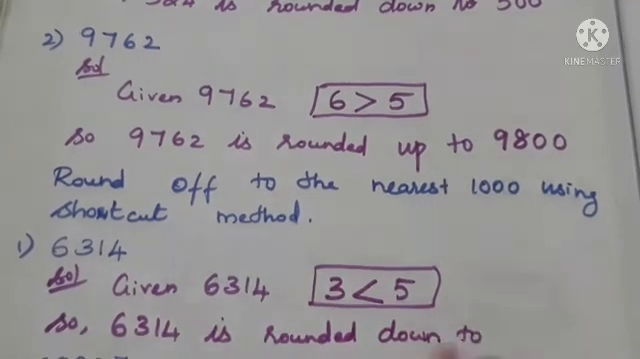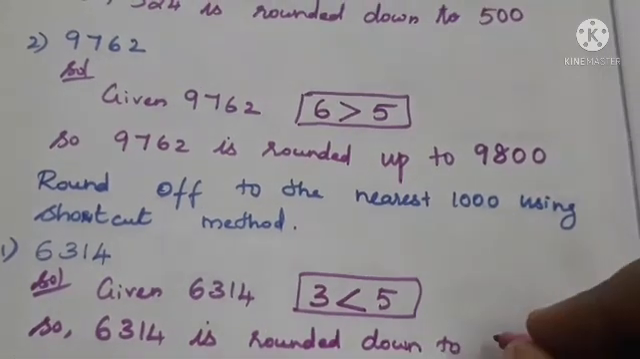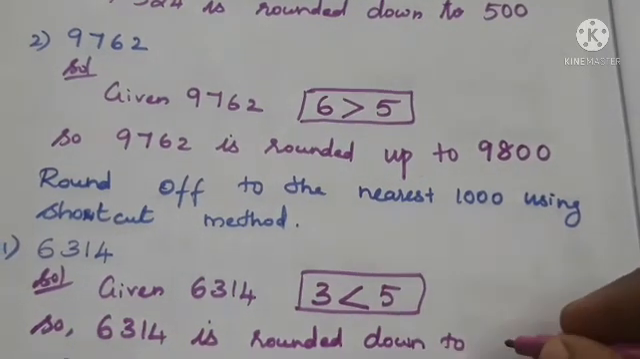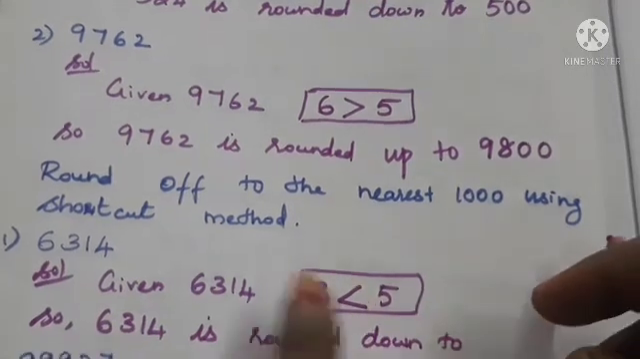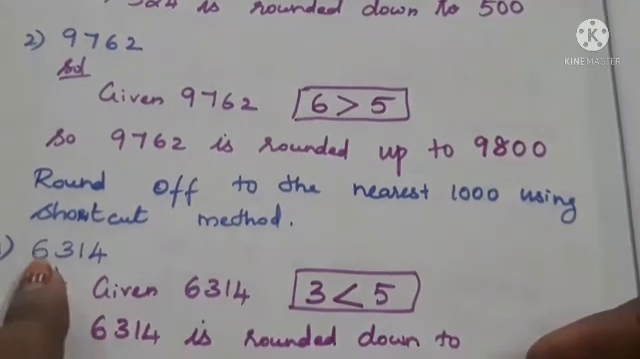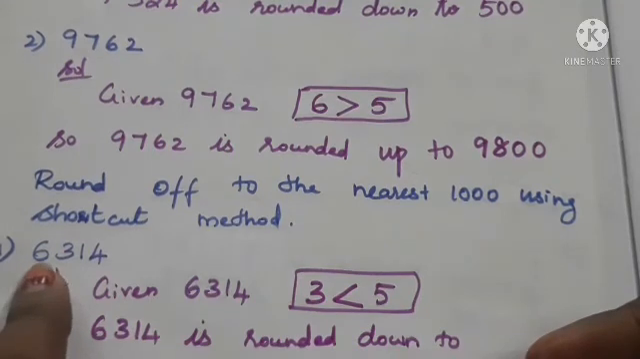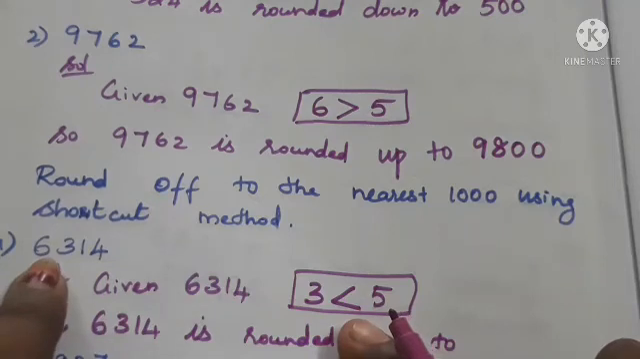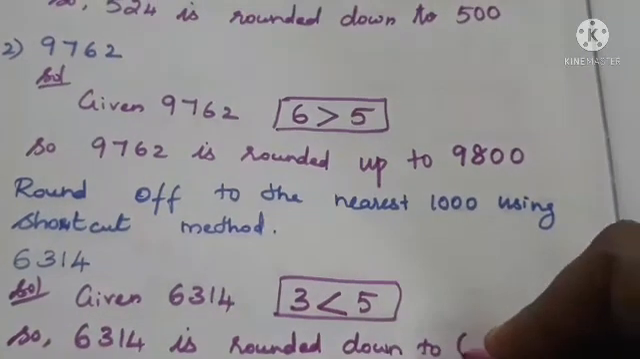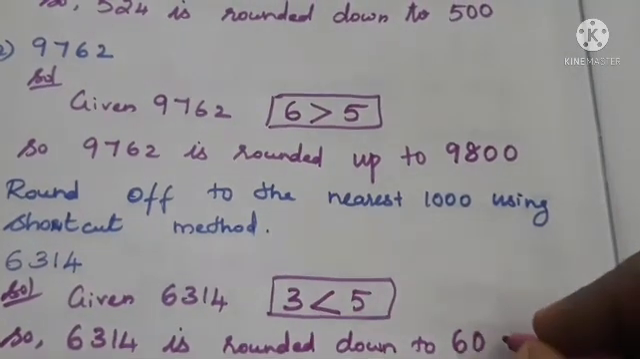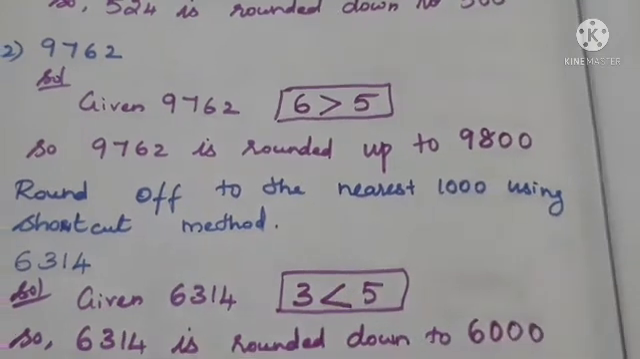Rounded down to what? We write the 6000 as it is, because it is less than 5, so there is no need to change the thousands place. Only if it is greater do you add 1 to the thousands place. It is less than 5, so we write the number as it is. In the thousands place we have 6, so we write the 6 as it is, and we place zeros for the hundreds place, tens place and ones place. So what's our answer?